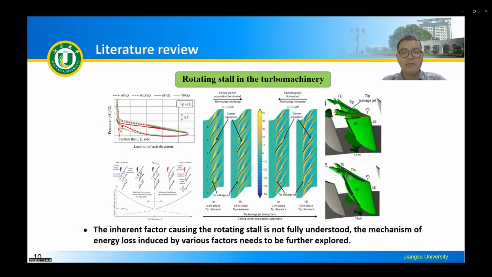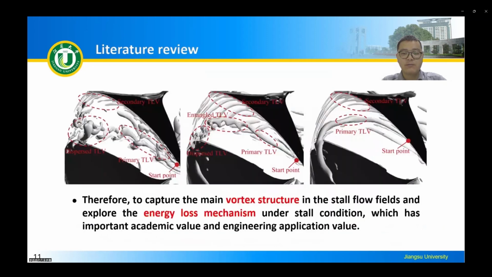However, the inherent factor causing the rotating stall is not fully understood. The mechanism of the energy loss induced by various factors needs to be further explored. Therefore, to capture the main vortex structures in the stall flow field and explore the energy loss mechanism under stall condition has important academic value and engineering application value.